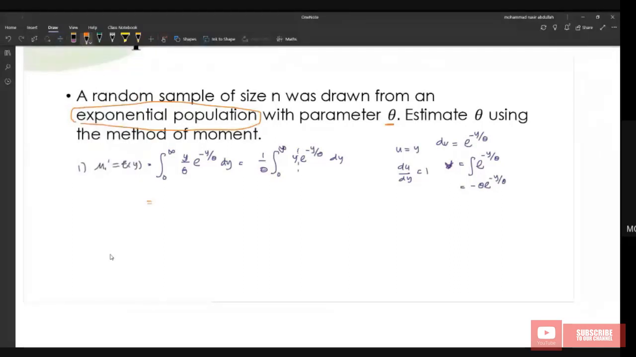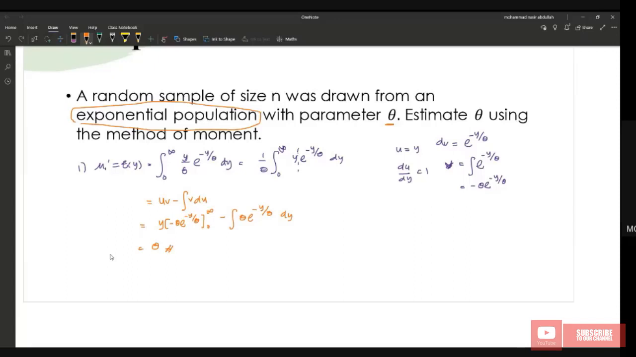And uv minus integration of v du. So u is equal to y, and v is equal to negative theta exponential negative y over theta, from 0 to infinity, minus the integration of negative theta exponential negative y over theta with respect to y. At the end, we will get theta.